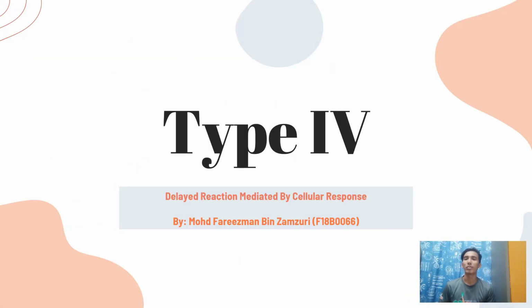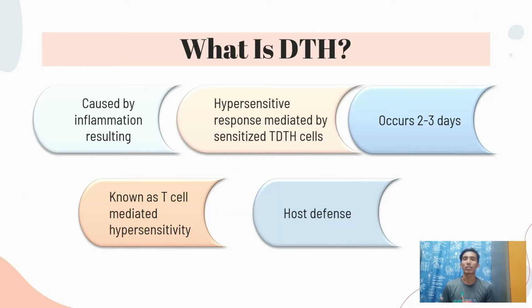In the type 4, it's called the cell-mediated hypersensitivity or delayed type hypersensitivity. The short name of delayed type hypersensitivity is DTH. What is the DTH? It is also known as a T-cell mediated hypersensitivity.